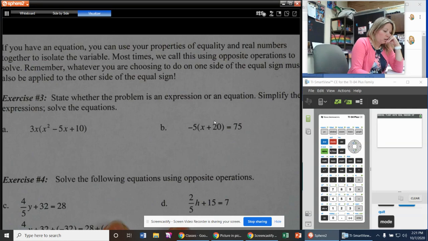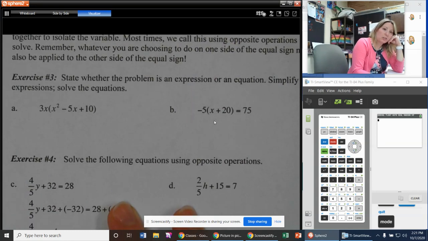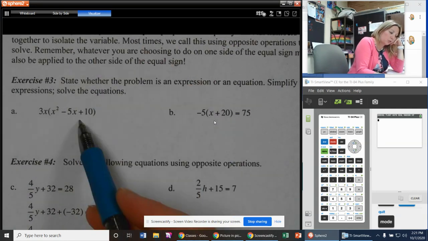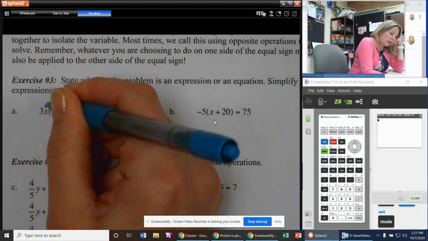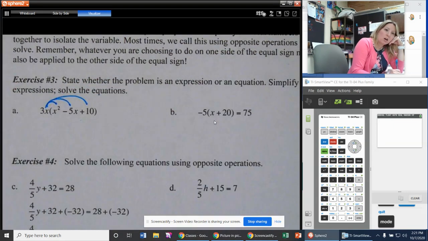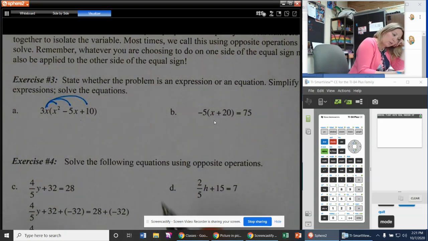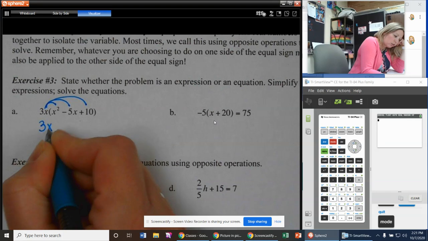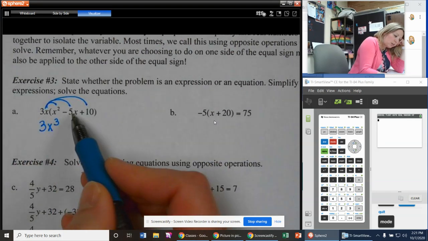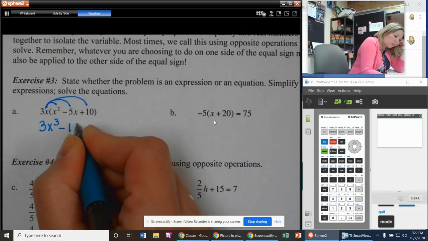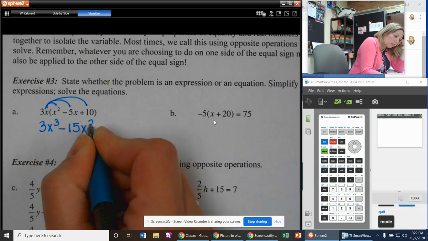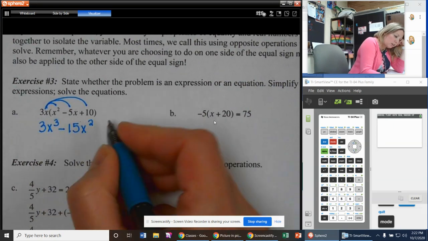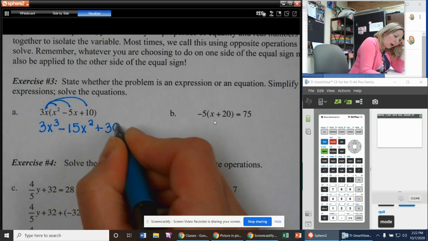Now, if we have an expression we simplify, well, we know from earlier this is an expression. Simplifying would mean like distributing and or combining like terms. So here I'm just going to distribute that 3x. So 3x times x squared is 3x cubed. 3x times -5x is -15x squared.